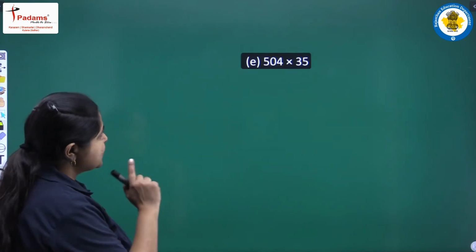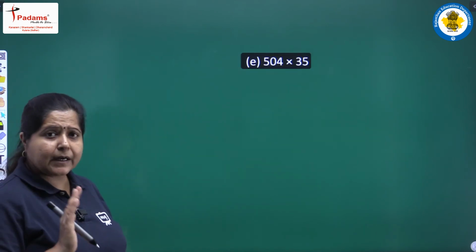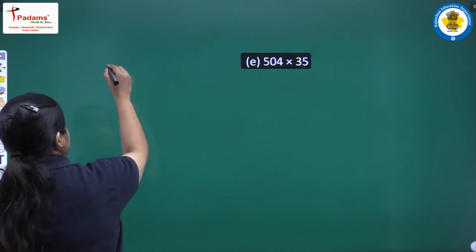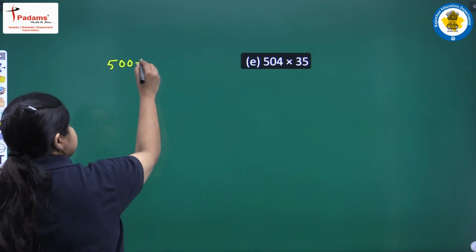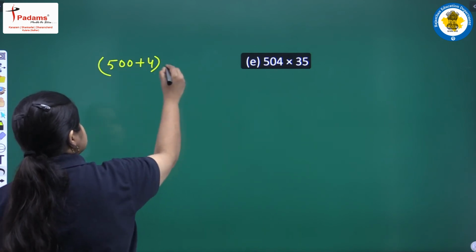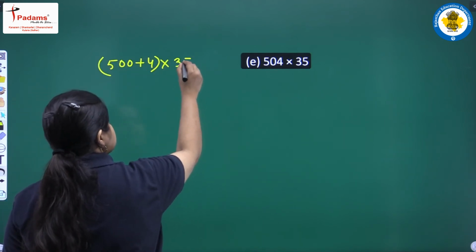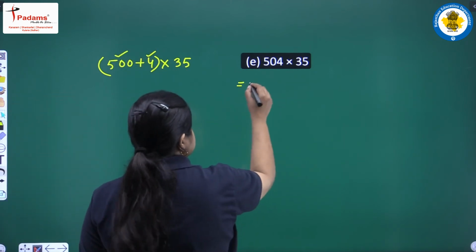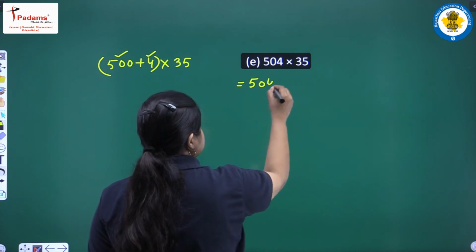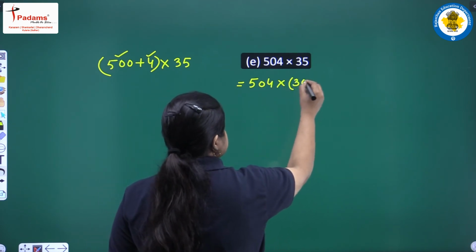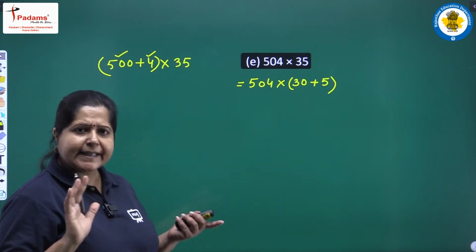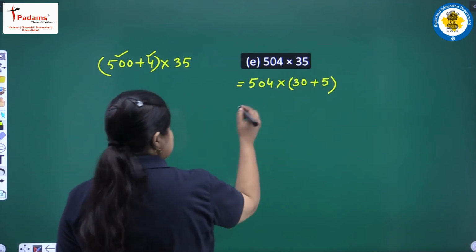Then we have this one. Again, we need to break up any of the two numbers. Here we can break up in this manner also: 500 plus 4 into 35. It is also looking easy. These two numbers are easy to deal with. Or we can write it in this manner also: 504 into 30 plus 5. Both are correct and both will be easy to do. So we will be taking up this one.